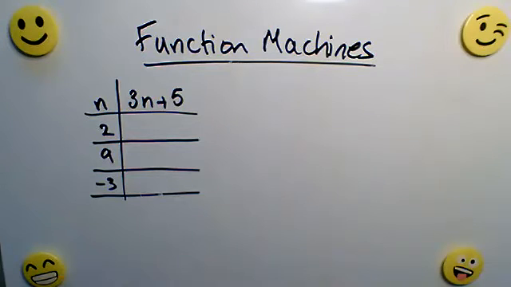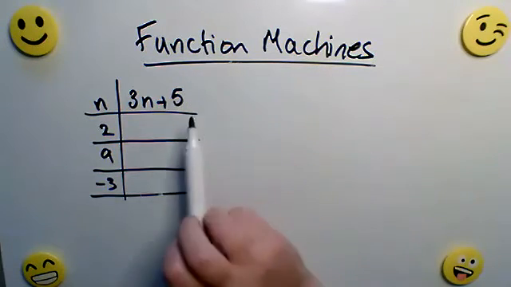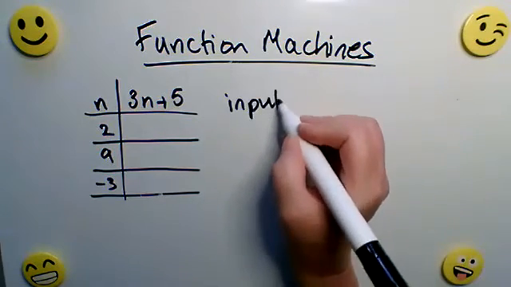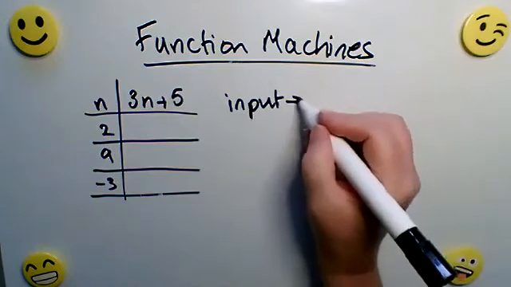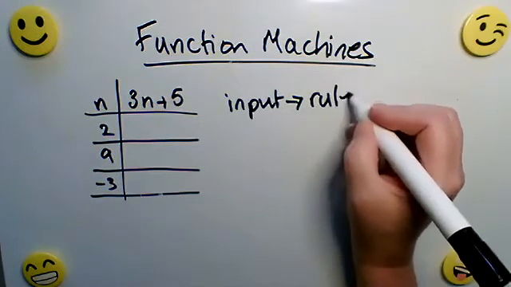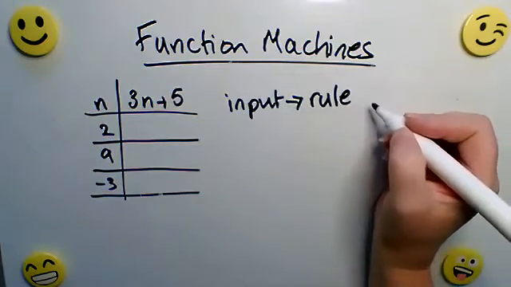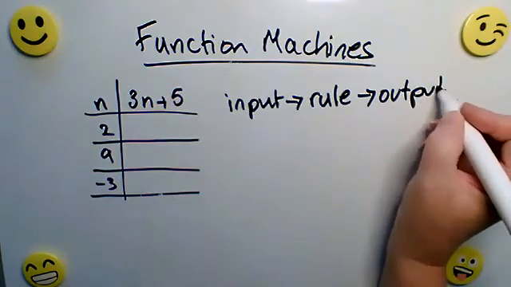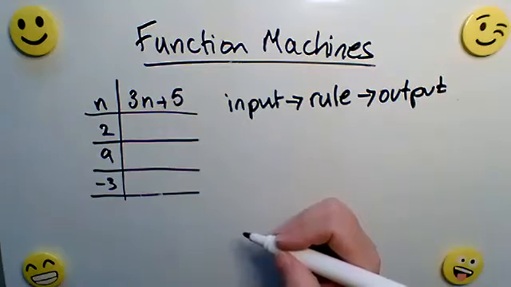I'm going to show you how to work with function machines. Now, a function machine is essentially an input, so a number we put into a function machine, then we apply a rule or some rules to that value, and then we get an output. And that's really what a function machine does.